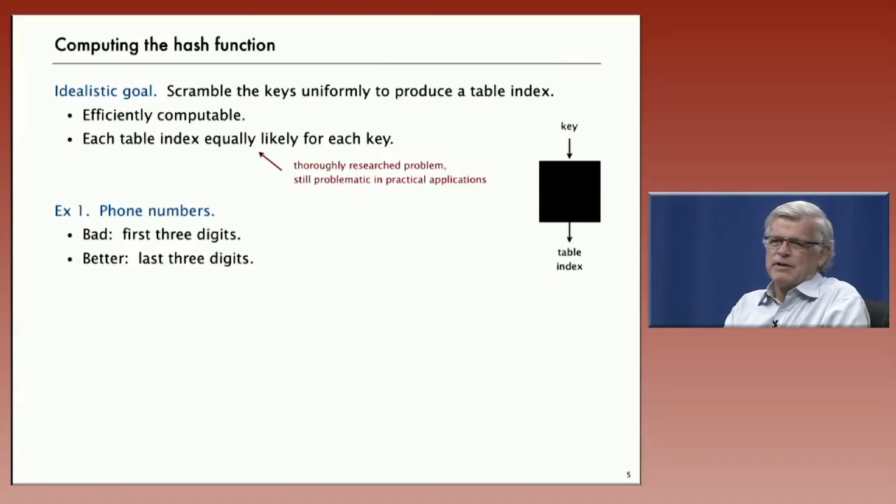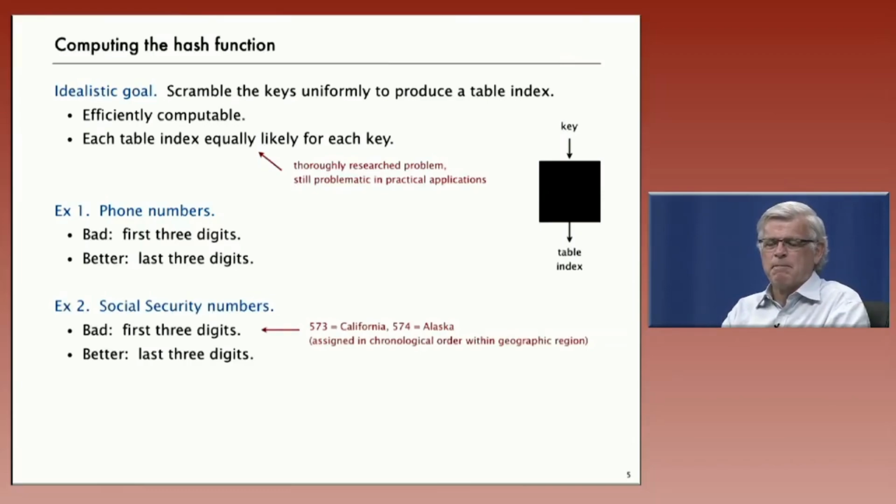So for example, let's suppose that our keys are phone numbers. Probably a bad idea to use the first 3 digits of the phone number as a hash function because so many phone numbers will have the same area code. And it's not equally likely that each phone number has the same first 3 digits. You have a better chance using the last 3 digits, but actually, in most cases, we want to find a way to use all the data. Another example is Social Security numbers.